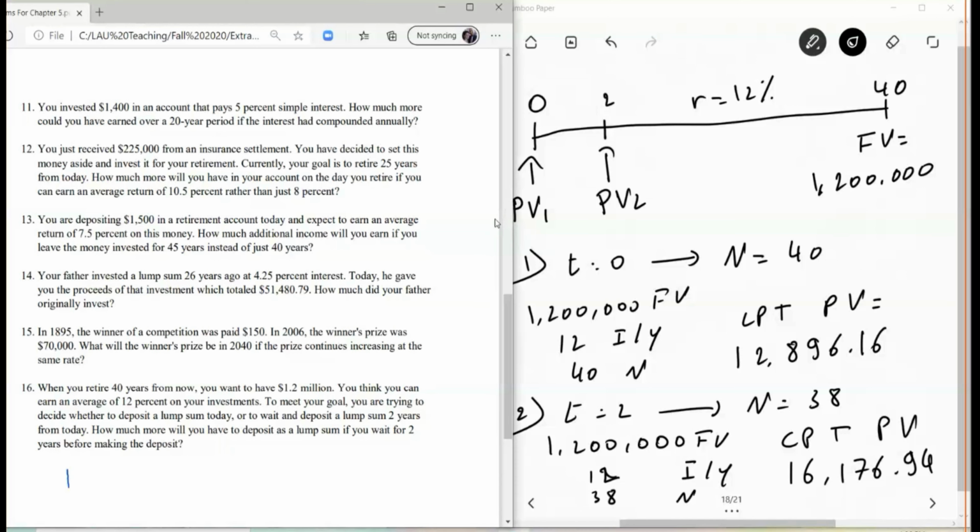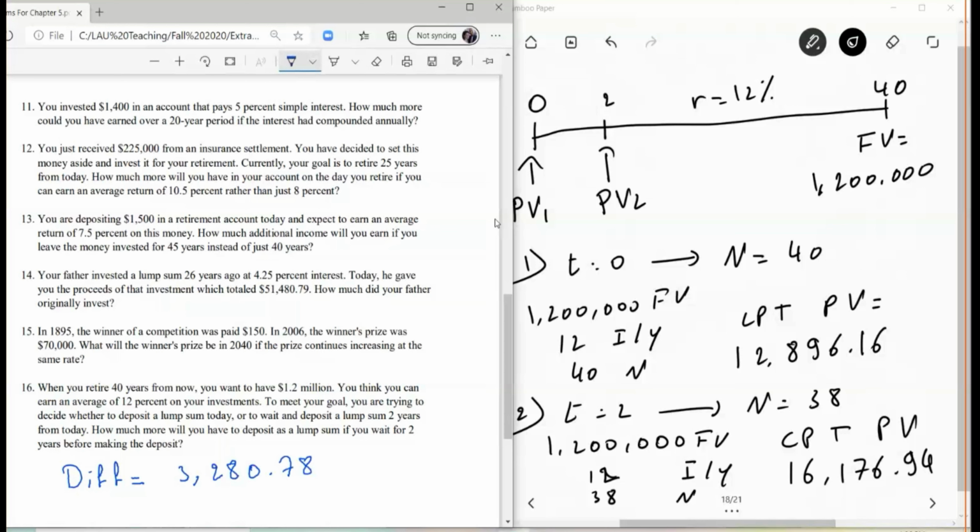To compute the difference between those two amounts, it's equal to PV2 minus PV1, and that difference is equal to 3,280.78.